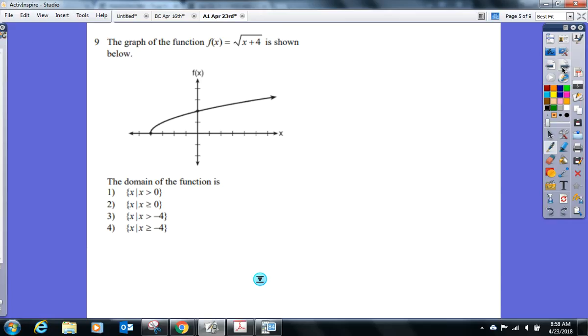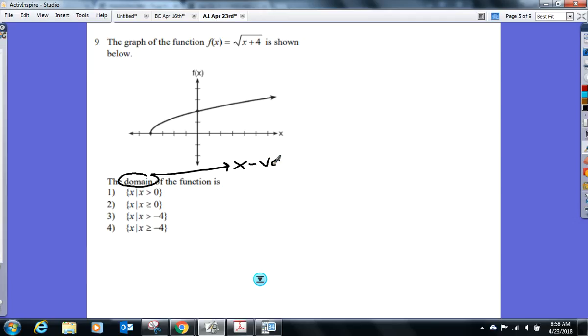What's the domain of this graph? The square root of x plus 4, domain. Well, first of all, what values are my domain, x or y values? X values, all right? So for domain, I'm looking at my x values, the x-axis.